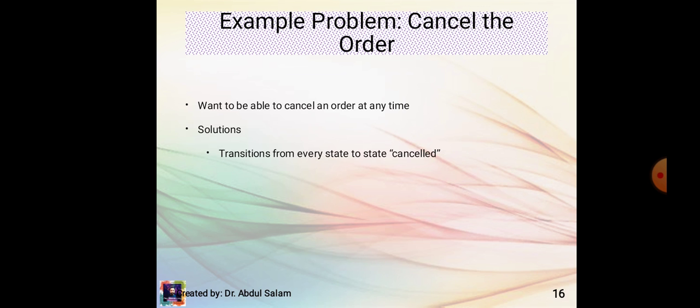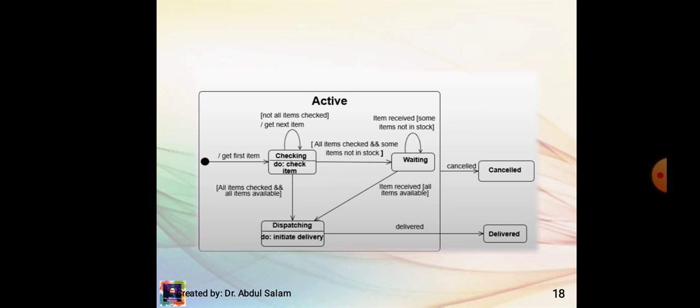Here's another example problem: cancel the order. We want to be able to cancel an order at any time. Solution: transition from every state to the state cancelled. Transition to cancel.